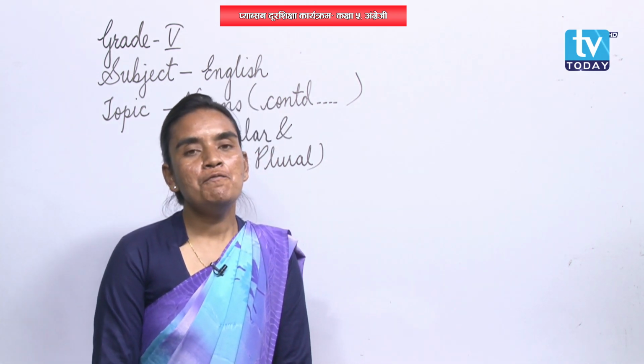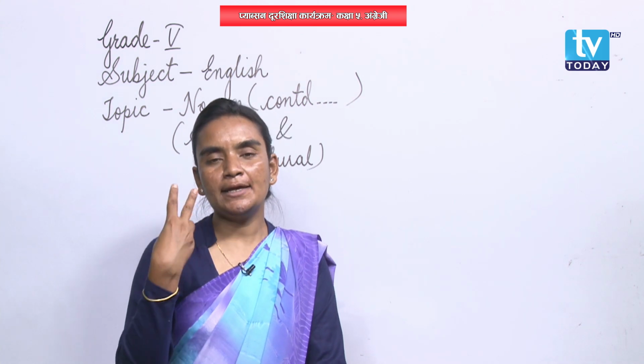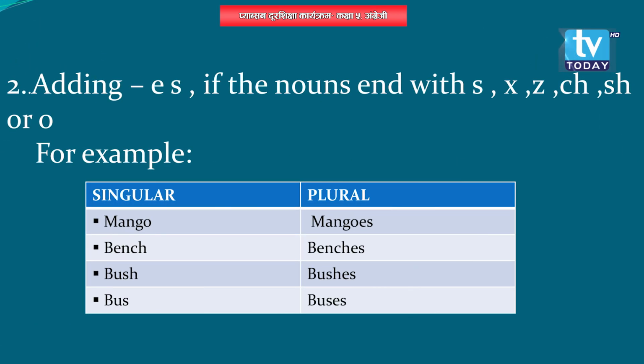Now dear children, we are going to talk about the second rule. You can have a look at the slide. What could be the second rule to transform singular into plural form? Listen to it carefully children, or you can make a note on it as well. If the noun ends with S, X, Z, CH, SH or O, then the noun can simply be changed into plural form by adding ES.